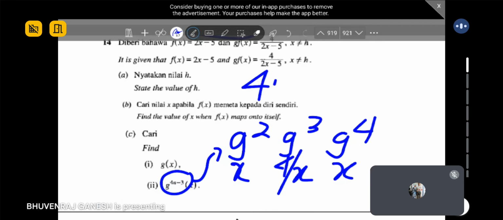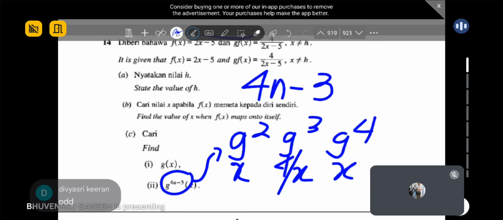4n minus 3. Will you get an even or odd number? If you refer to this pattern, you substitute any value of n, and you will always get an odd answer, guys.